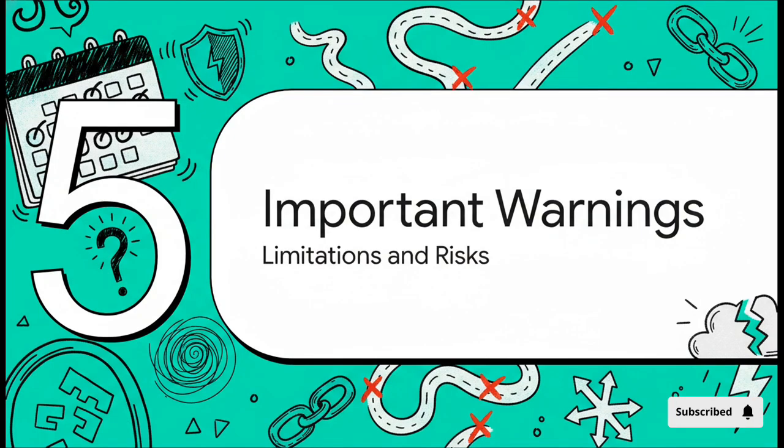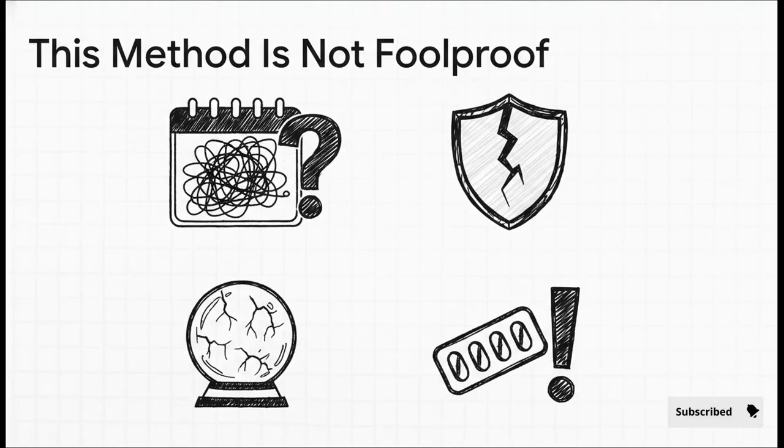Okay, we've talked about how it works, but now we have to talk about the warnings, and this is probably the most important part. Before anyone even thinks about trying this, you absolutely have to understand the risks and the limitations. So let's be crystal clear here. The calendar method is not foolproof. Not even close. For women with irregular periods, it's basically a guessing game, making it almost impossible to predict ovulation accurately. And this is a big one, it does absolutely nothing to protect you against STIs.